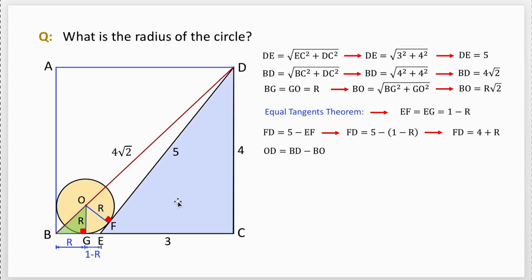Similarly, OD is BD minus BO. If we express OD in terms of r, we can determine the radius of the circle. We already found BD as 4 square root of 2 and BO as r square root of 2. Substituting these two lengths results OD as square root of 2 times 4 minus r.